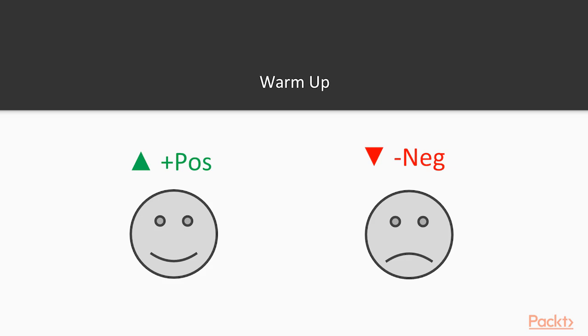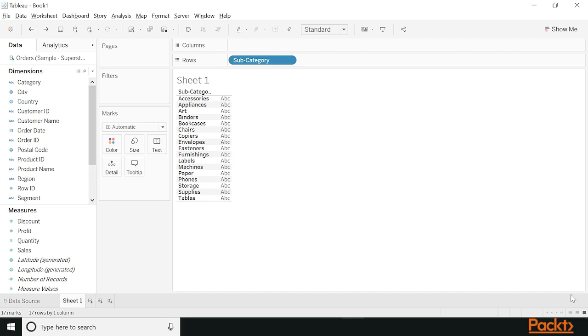Using the standard Superstore retail data set, where profit ratio is greater or equal to zero, display a green up arrow, and where it's negative, display a red down arrow. We'll start with a warm-up of a very simple example. Using the standard Superstore dataset, where profit ratio for each subcategory is greater or equal to zero, display a green up arrow. Where negative, display a red down arrow.